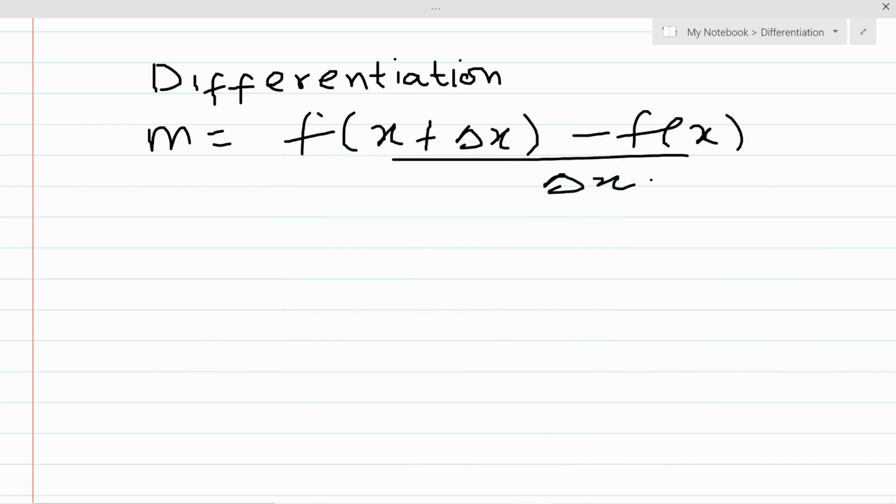If that is the case, let's see if I have the graph somewhere here. This is my y and this is my function.